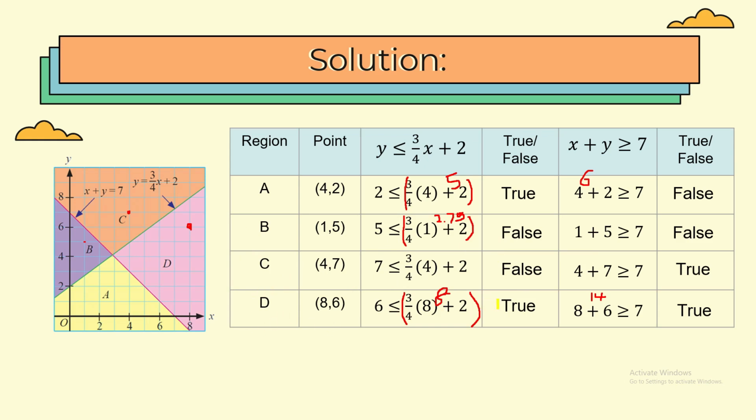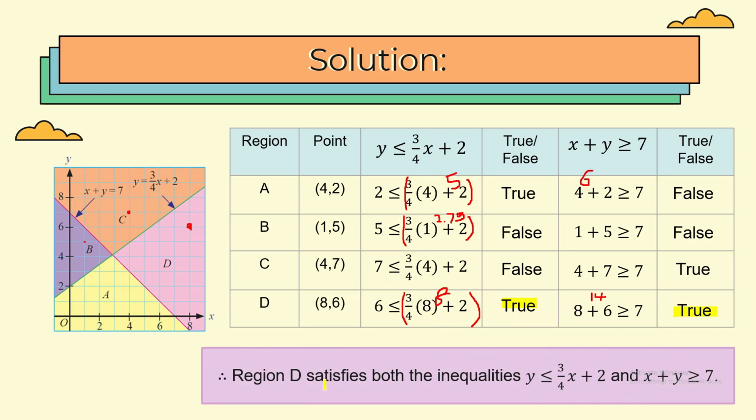Okay, region D, for the first linear inequality is true, and then the second one also true. So we can make a conclusion here that region D satisfies both of the inequalities y lower than or equal 3 over 4x plus 2 and x plus y higher than or equal 7. It must satisfy both of the linear inequalities. Okay, that is how you determine the region which is satisfied.